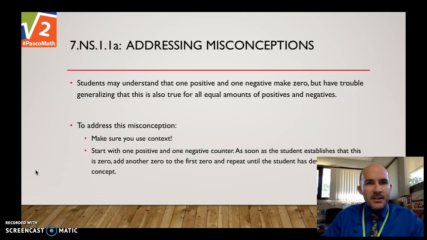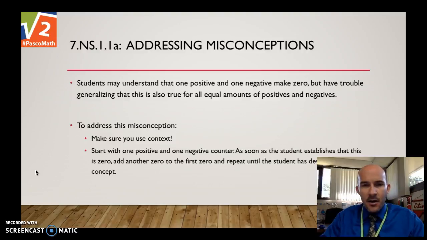As for addressing misconceptions, many students will understand that one positive and one negative make a 0, but then they have trouble generalizing this, that it's true for all equal amounts of positives and negatives. So again, just make sure to use some context, and go back to the counters and start with one positive and one negative. And as soon as the student establishes that that's a 0, just add another 0 pair to that first and repeat until the concepts develop.